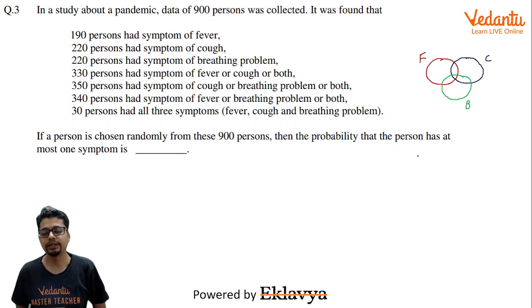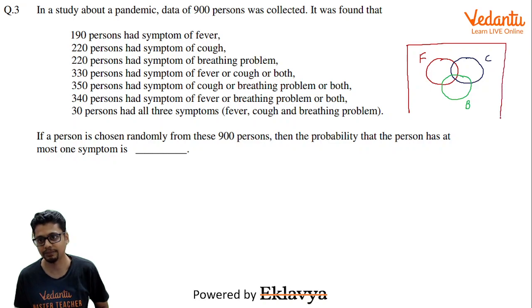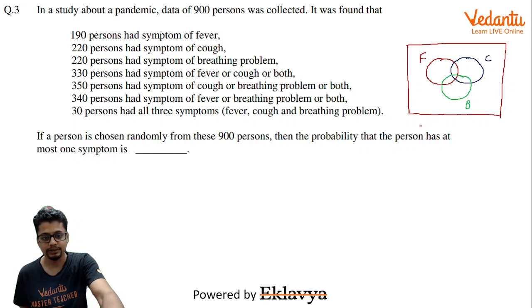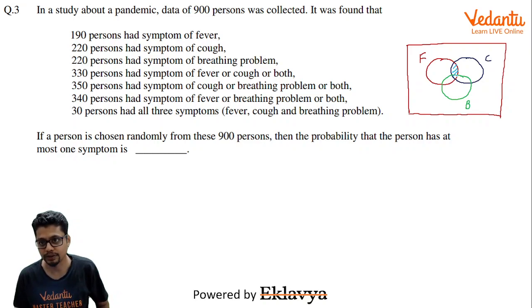So here we can use a Venn diagram. Let's say there are these three sets, set of people having fever, set of people having cough, set of people having breathing problem, represented by these three circles named F, C, B respectively. And definitely the set of 900 persons, let me call this the universal set, represented by this rectangle. So here what we don't want is this region.